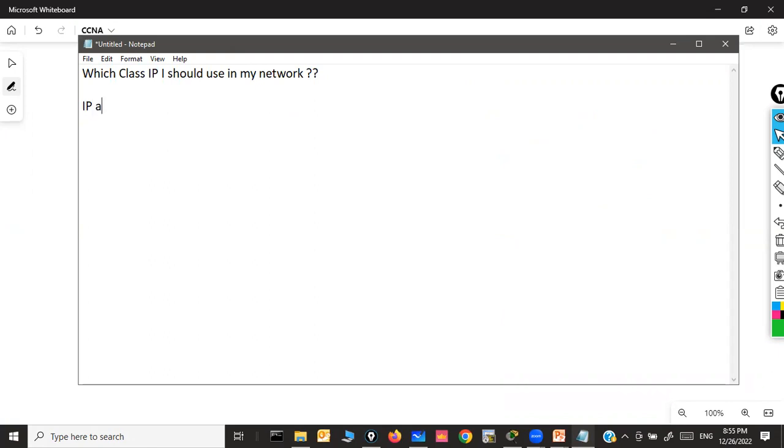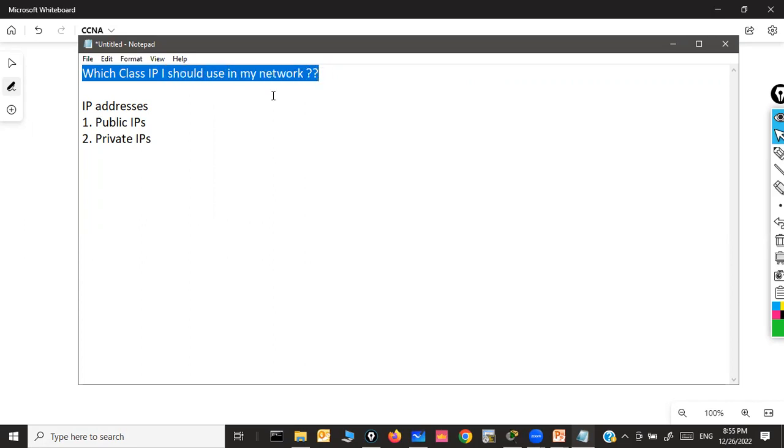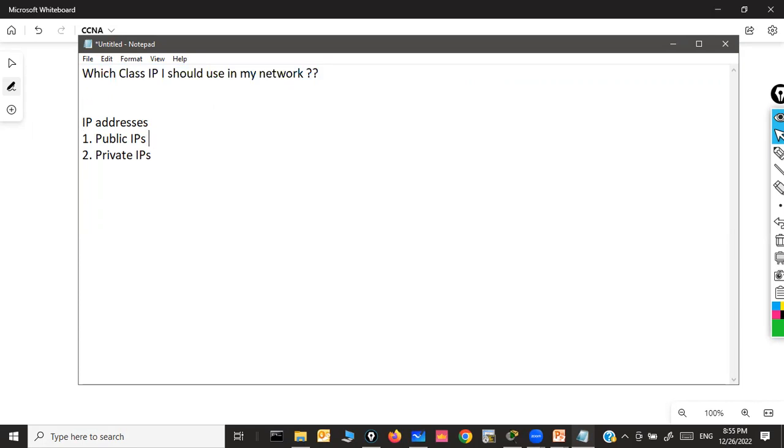If you remember, we talked about IP addresses. There are two types of IP addresses. So this question is still unanswered. I'll answer this question. But we have public IPs and private IPs in each class, either A, B, or C. There are private and public addresses. Public IPs are not free to use. As I already discussed, they need to be globally unique.